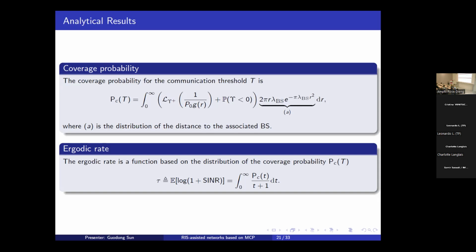Then from this coverage probability, you go to the ergodic rate. You remember the measure we use to measure the overall performance of the network. It is again a function of coverage probability, an integral.